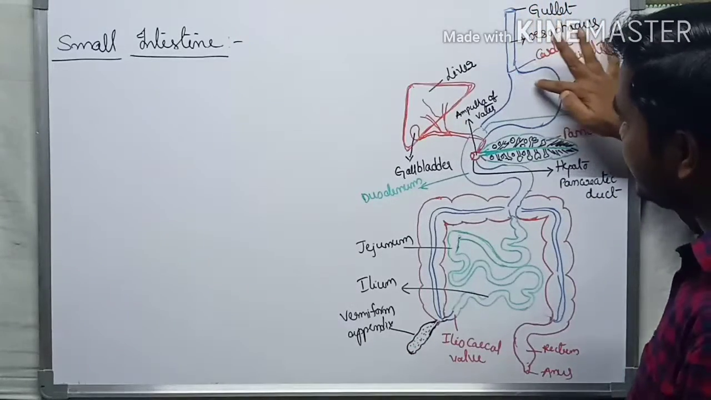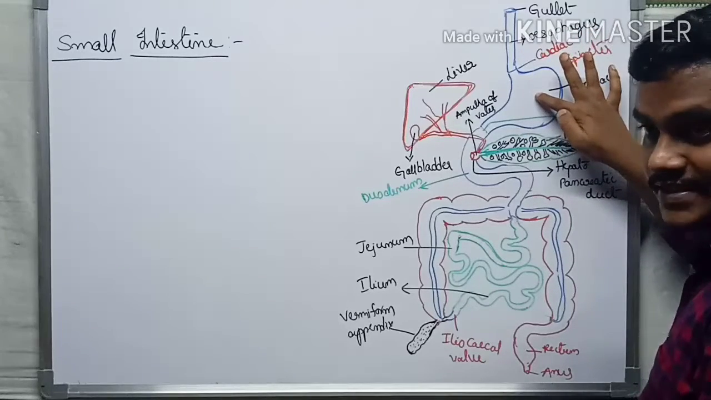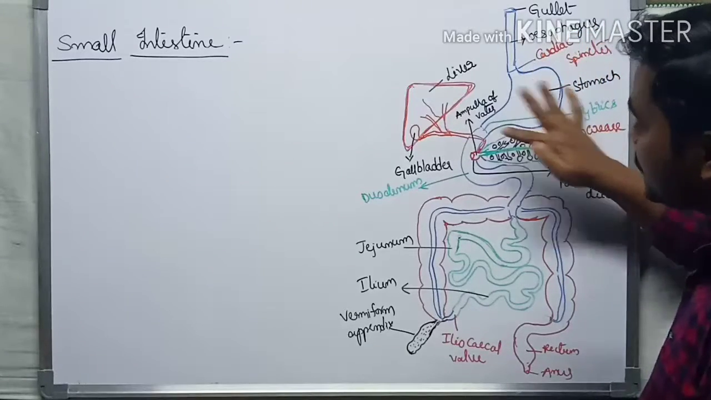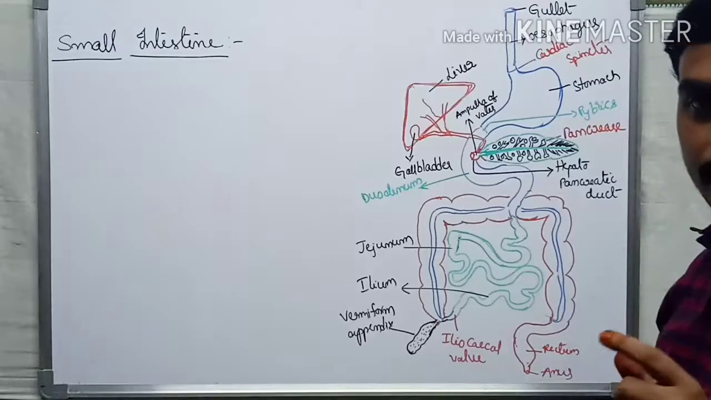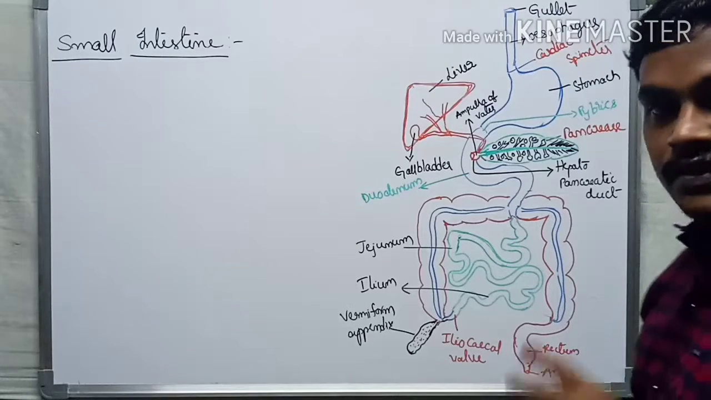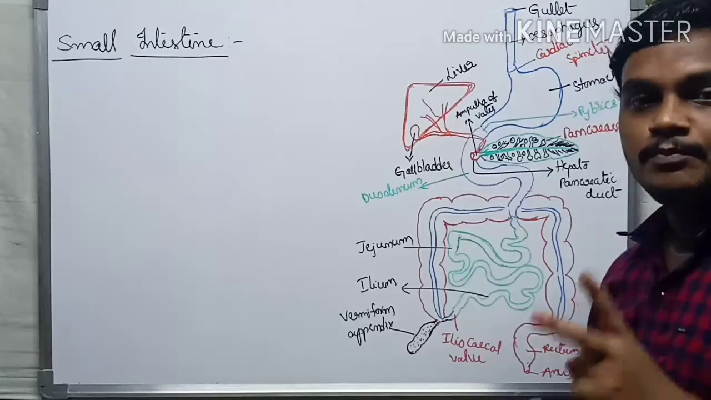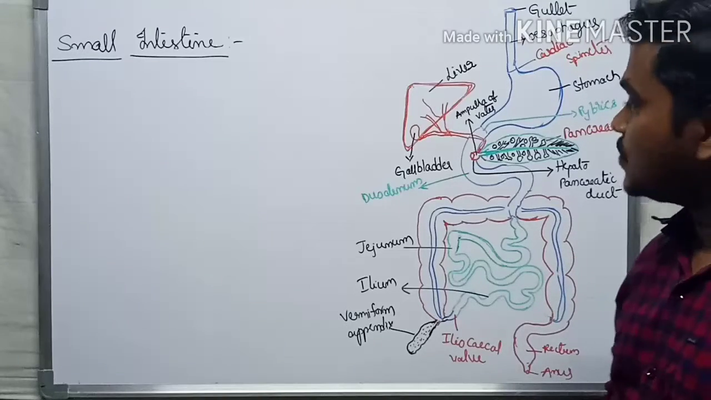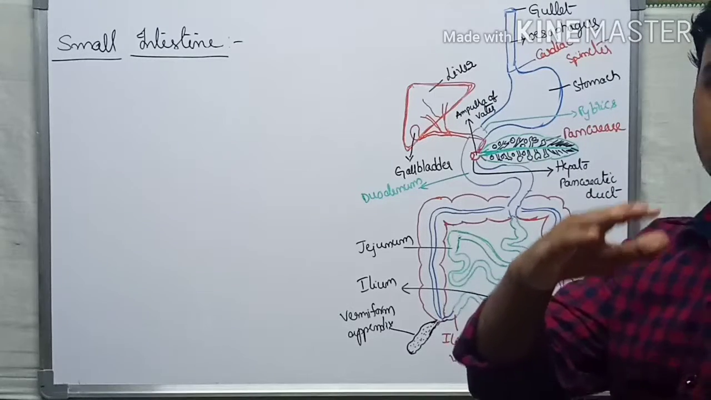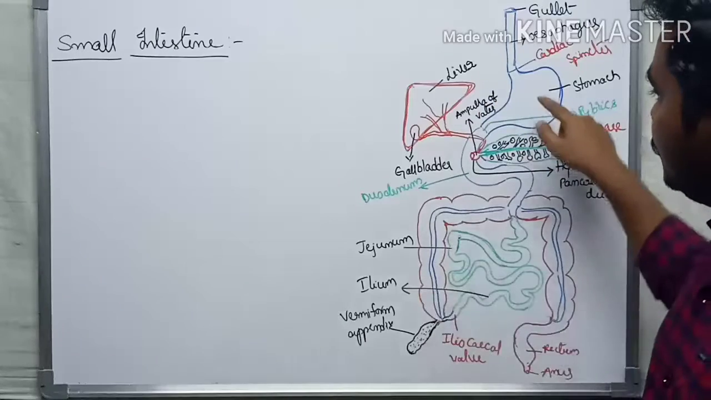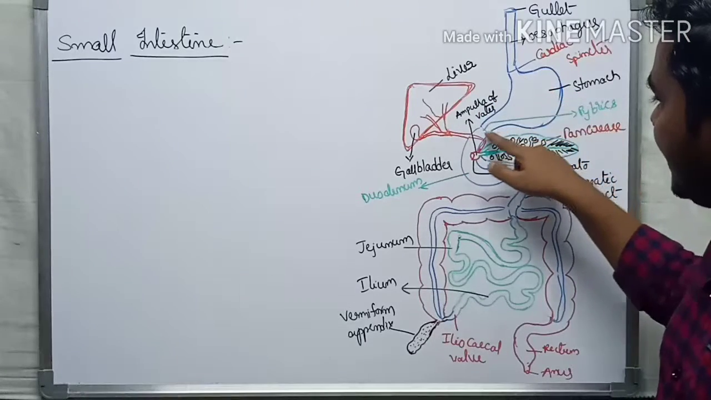This esophagus opens into the muscular bag-like structure, that is the stomach. The stomach has two sphincters. One is the cardiac sphincter, another one is the pyloric sphincter. These two sphincters prevent the backflow of the food. Whatever the region's transportation, they prevent the backflow of the food. So cardiac sphincter, then pyloric sphincter.